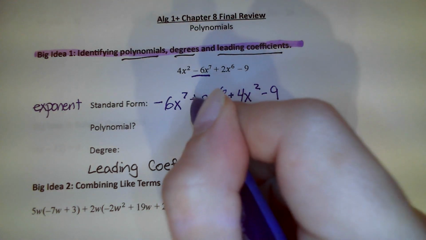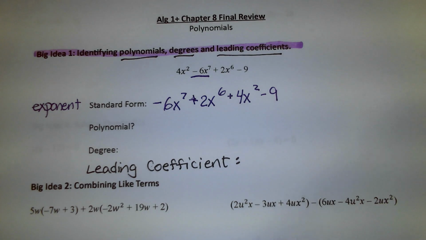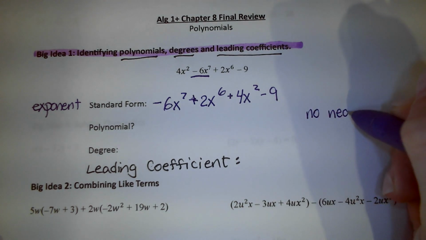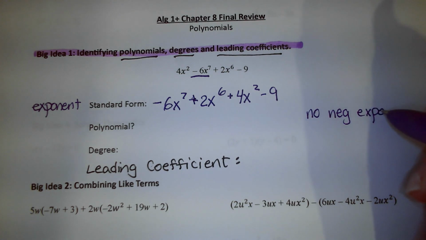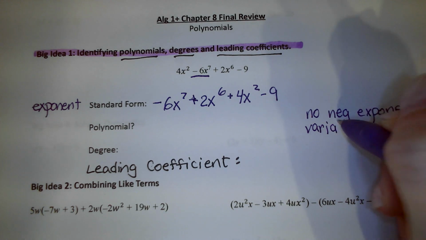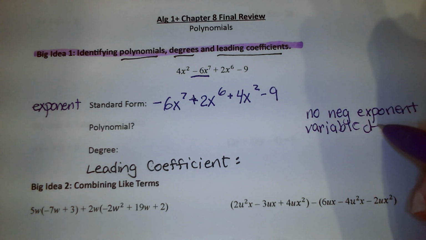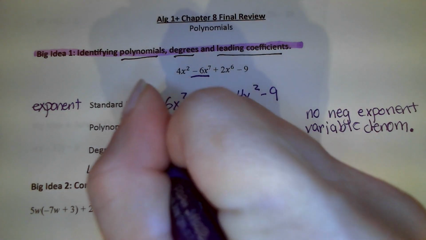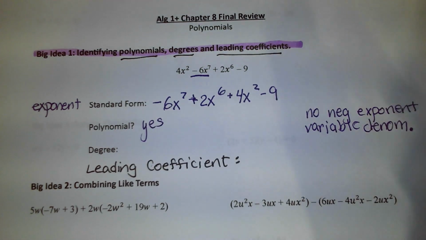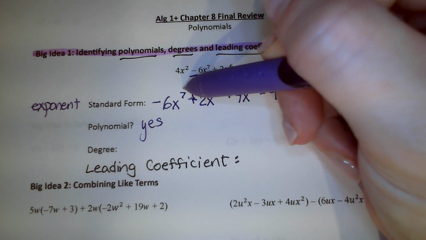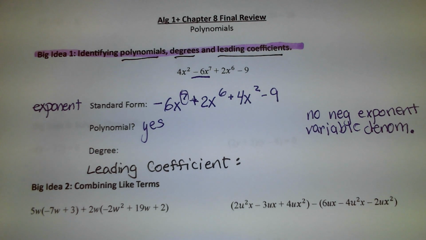Now, is this a polynomial or not? Well, to be a polynomial, I can't have negative exponents. I can't have a variable denominator, and I don't have either of those in this polynomial. So it meets all the criteria. This is a polynomial. Now, what is the degree? Our largest exponent. Now that it's in standard form, it's nice and clear. Our largest exponent is 7, so our degree is 7.